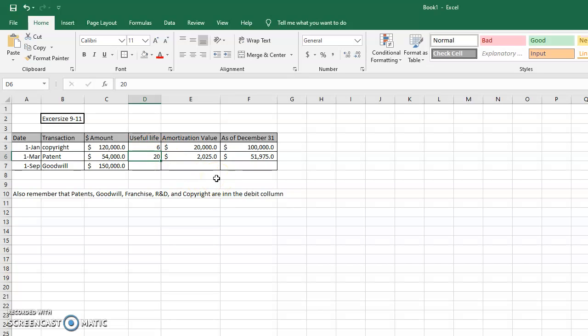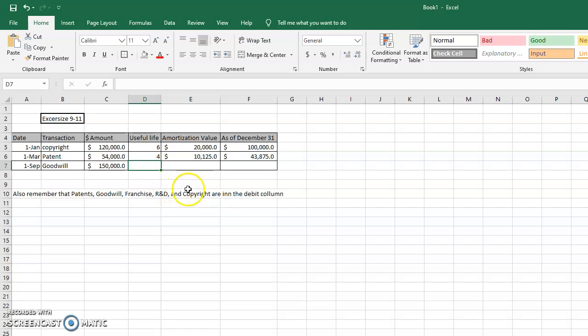And then the next one was March 1st, purchased a patent with an estimated useful life of 4 years and a legal life of 20 years for $54,000. So again, the useful life is 4. I'll also change that to 4, which changes that figure as well.